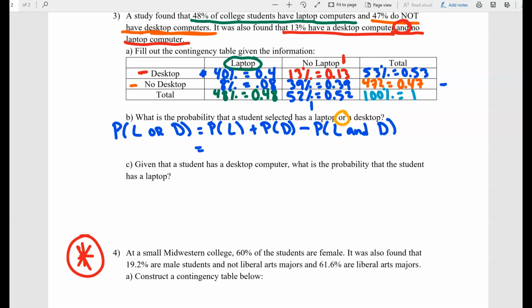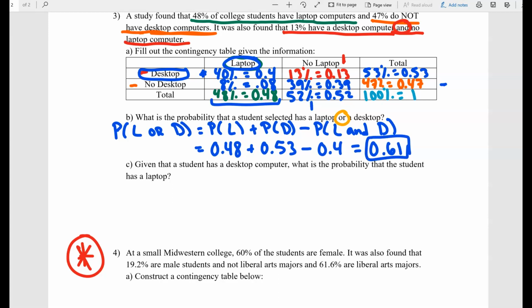Okay, so what is that going to be? So what is the probability of getting a laptop? Okay, so laptop is this first column, laptop. That probability is going to be this 0.48. Okay, plus the probability of desktop. Well, desktop is right here. So I'm going to look at this row. That's going to be this 53%, or 0.53. Minus the probability of getting a laptop and a desktop, which is going to be this middle part, which is going to be minus 0.4. Okay, so I'm going to go into my calculator, 0.48 plus 0.53 minus 0.4. What I'm going to get is 0.61. Okay, so that's my answer for that first problem, or 61% if you want to write 61%.